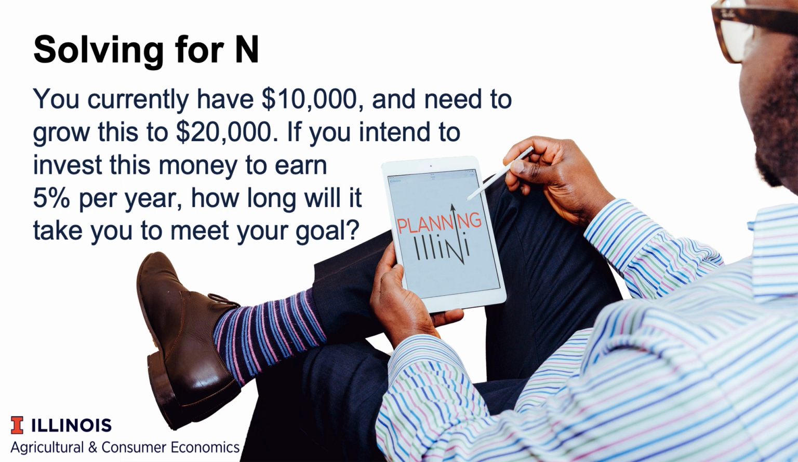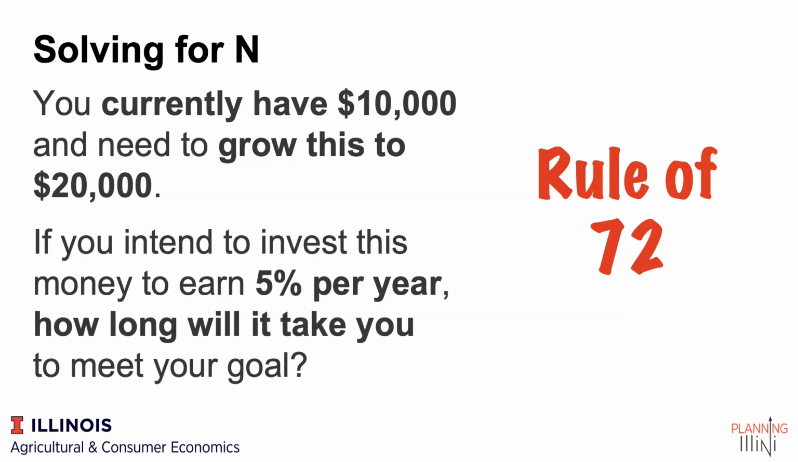If you intend to invest this money to earn 5% per year, how long will it take you to meet your goal? Now, there's two ways we can tackle this problem. One of these is sort of a shorthand called the Rule of 72, and we'll get to that a little later. Let's go ahead and start with our financial calculator.